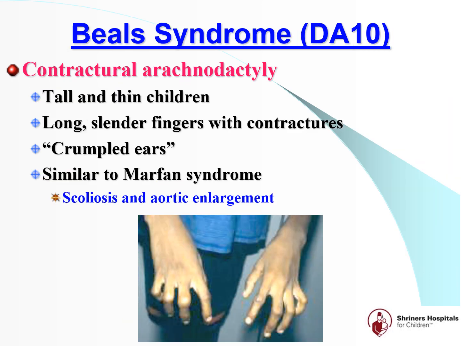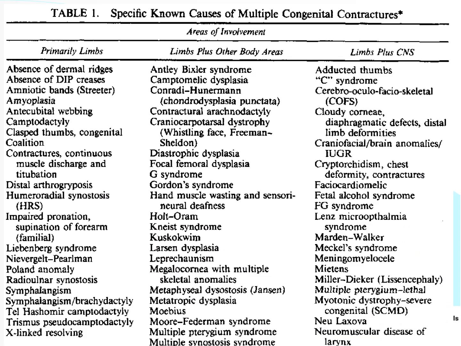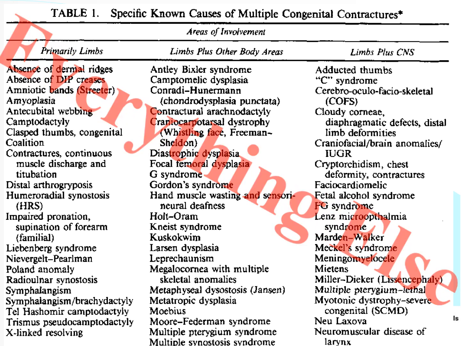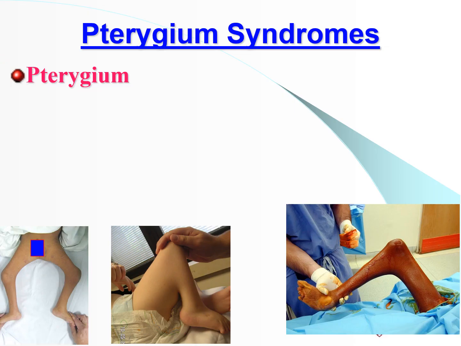Beals syndrome is something completely different. These are tall and thin children, and they look very much like children with Marfan syndrome. Like children with Marfan syndrome, these children can develop scoliosis and aortic enlargement, but unlike those with Marfan, these children have finger contractures like the others with distal arthrogryposis. And this is the third category, the everything else category, which has a number of different conditions, such as the Pterygium Syndromes as seen here.